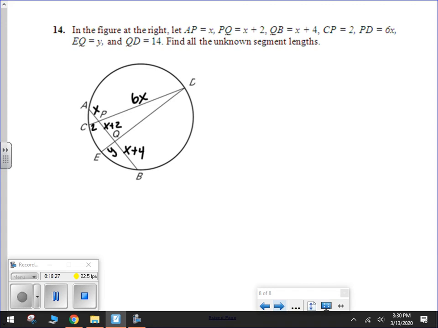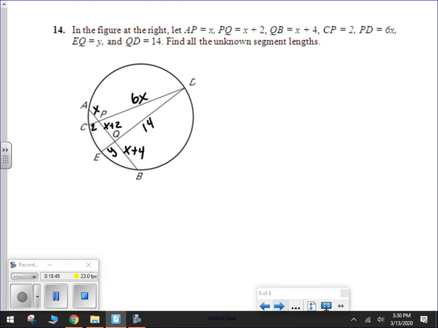So I look at this. I want to avoid any type of system. We don't want two variables in an equation. So if I do anything and I get two variables in an equation, it's probably not the first step. So what I look at is, I could just pick one variable.